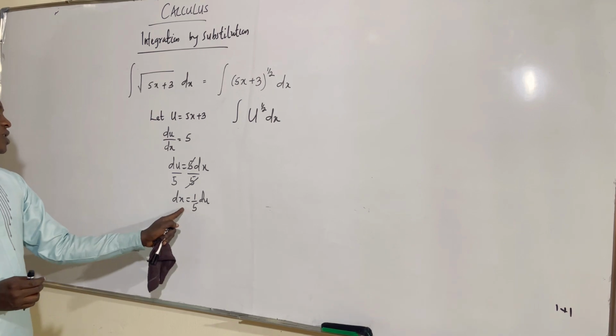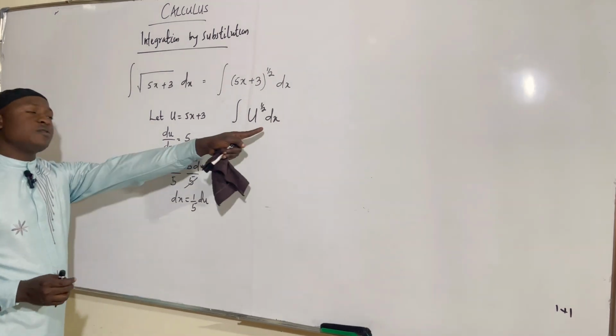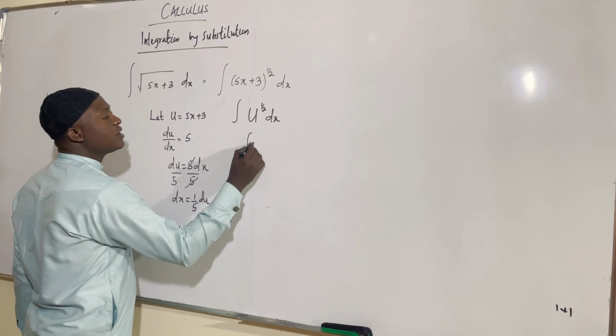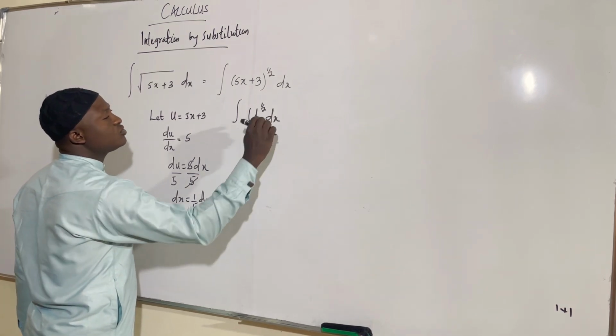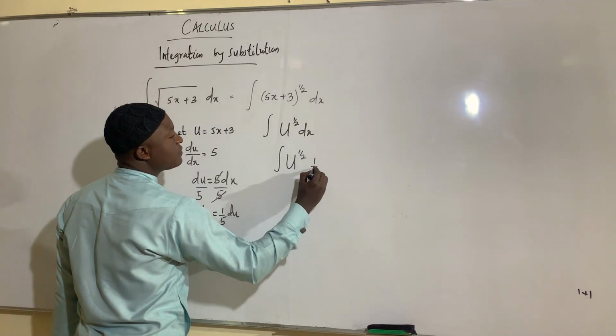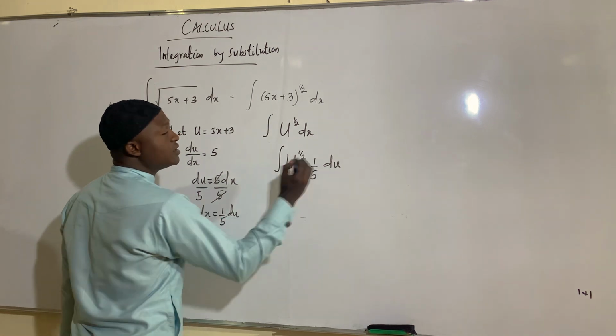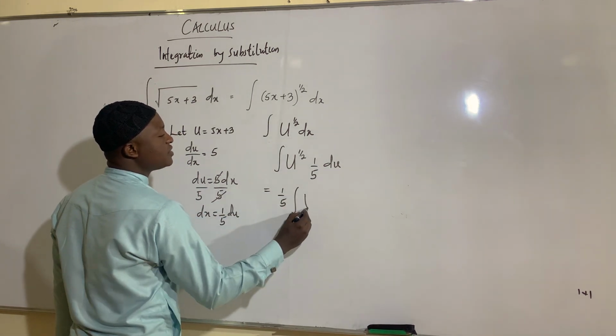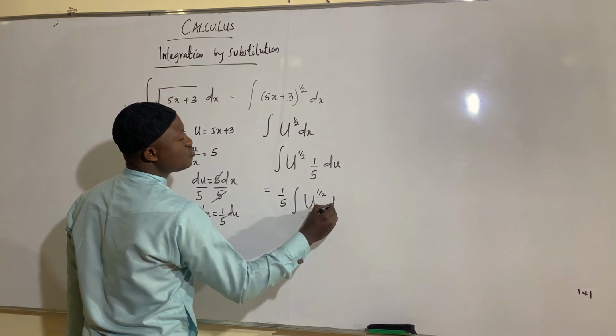Now, fine. So now the next thing is to substitute the value of dx that we have here. So that means that we have integral of u raised to the power of 1/2. So dx is this. I have 1/5 du. So now I can factor out this. Then I will have 1/5 integral of u raised to the power of 1/2 du.